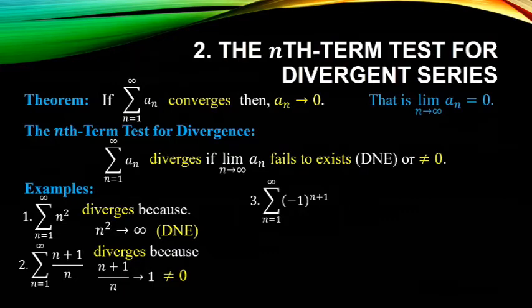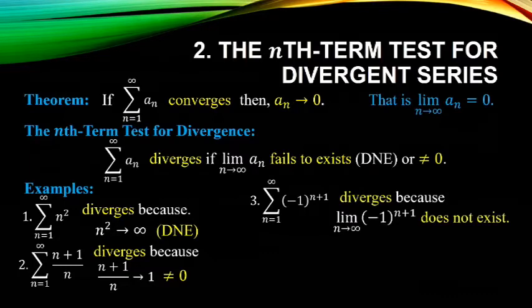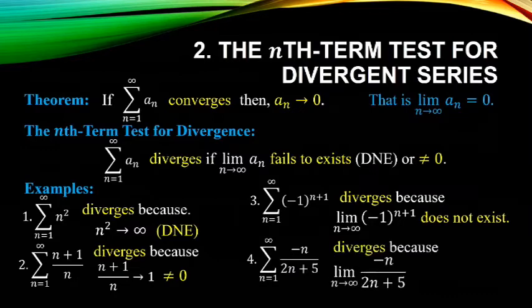Example number 3, we have the series of negative 1 raised to n plus 1. It diverges because the limit of a sub n, which is negative 1 raised to n plus 1, as n approaches infinity, does not exist, because it alternates between negative 1 and 1. Number 4, we have the series of negative n over 2n plus 5. It diverges because the limit of negative n over 2n plus 5 is equal to negative 1/2, and it is not equal to 0. So according to the nth term test for divergence, if the limit does not exist or is not equal to 0, the series diverges.